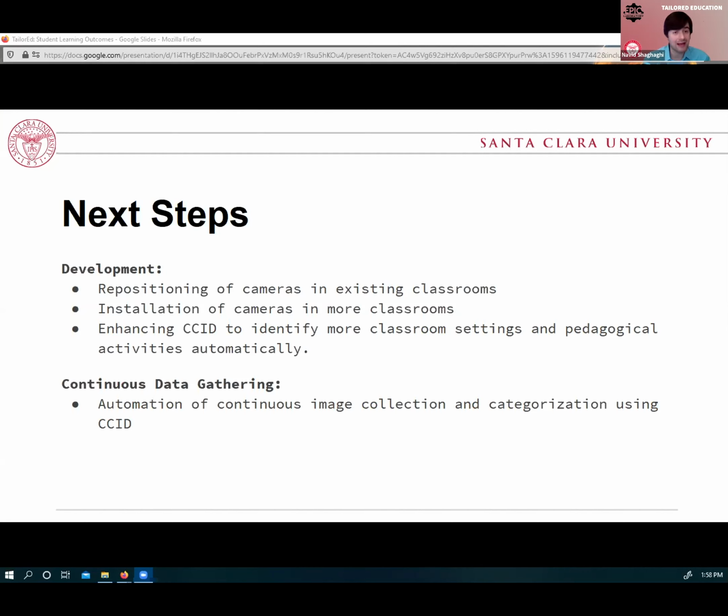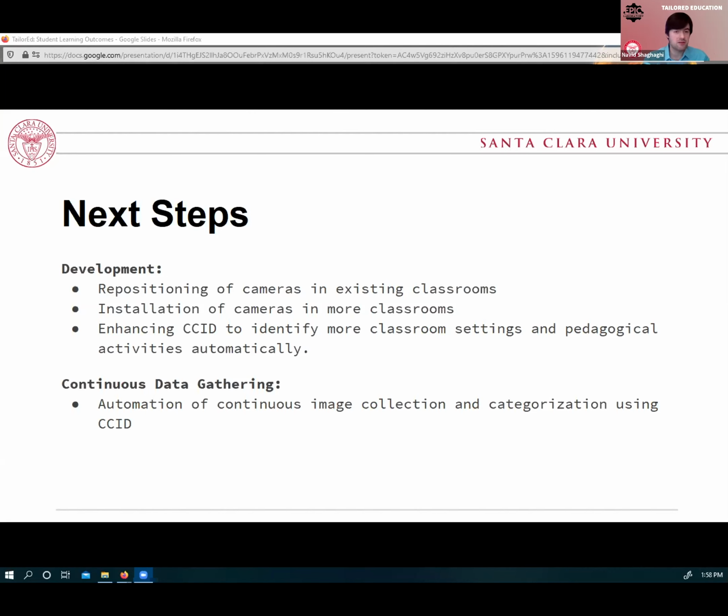Also, we want to add cameras to lots of classrooms that are currently under construction and classrooms that already exist, because this way we would be able to get a lot more data. And also with the under construction classrooms, we're going to be able to focus on getting the entirety of data of a certain subcategory, which would be a lot of data that we could actually analyze a lot easier.